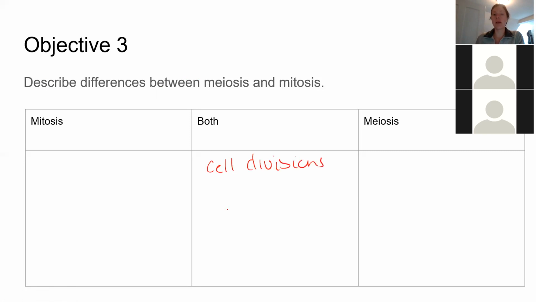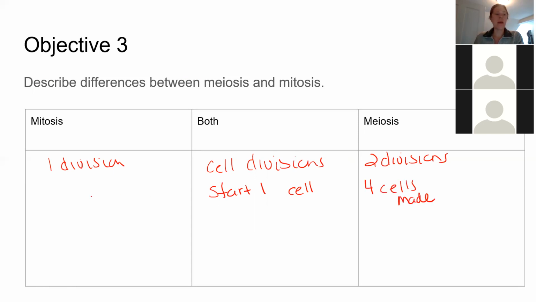We're dividing cells up. Okay, now in mitosis, there's one division, but in meiosis, there's two divisions. We always start with one cell, but in meiosis, we get 4 cells, so 4 cells are made. And in mitosis, only 2 cells are made because we only divided once.